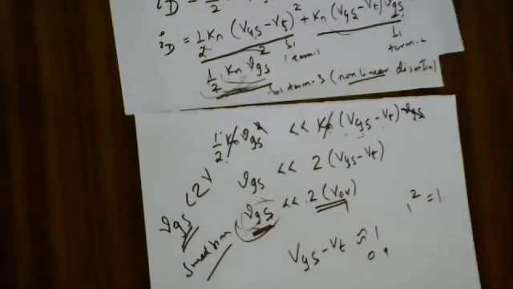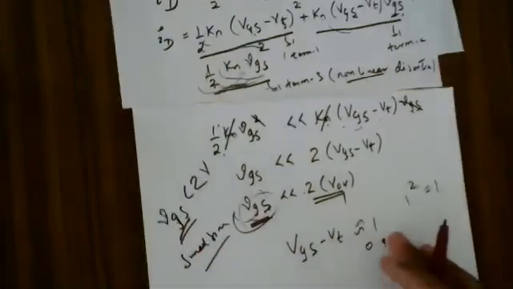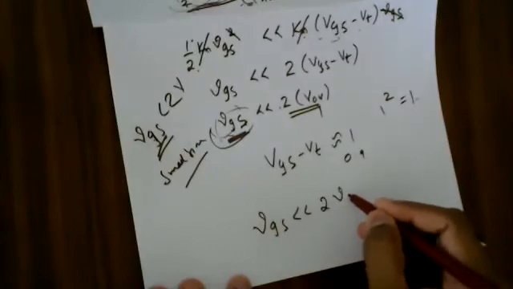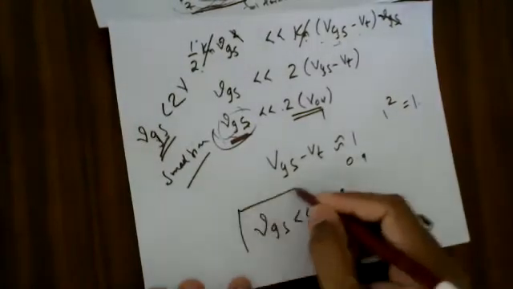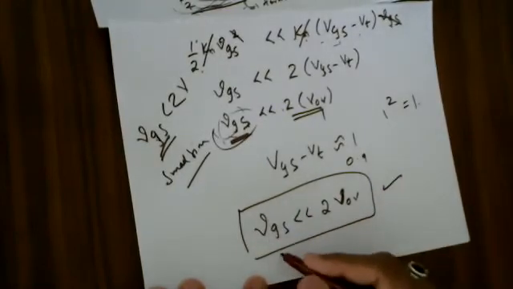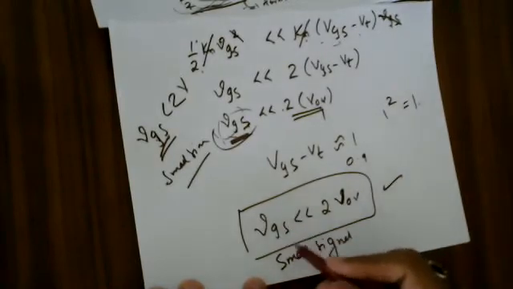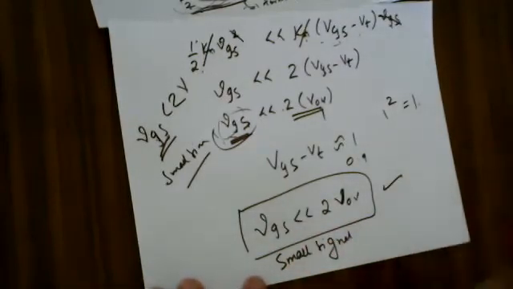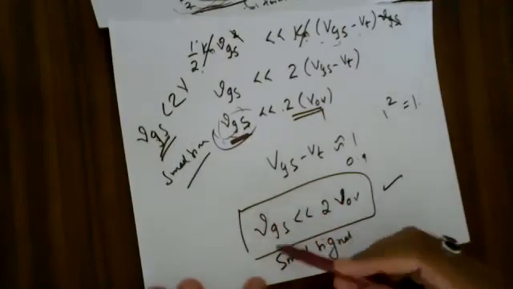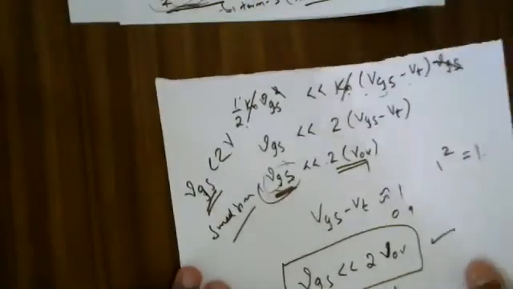So this is a condition for my VGS to be a small signal. The condition for my VGS to be a small signal is that my VGS should be much less than 2 times VOV. So if this condition is matching, it means my input signal is a small signal. It's a very important topic. If it is found to be the reverse, then it's nowhere a small signal. It is treated as a large signal. Okay, is it clear to you?